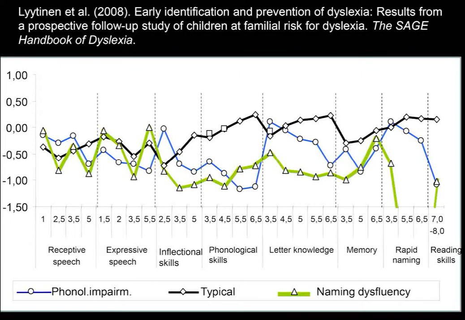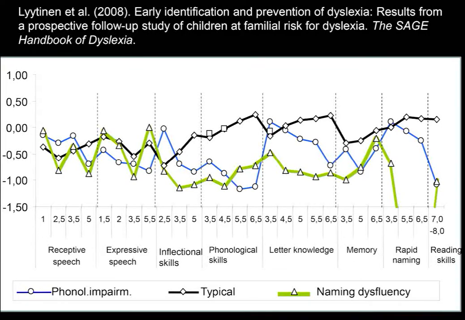So the 1, 2, 3, 5, these are ages when they measured these different skills. And you see they have these main skills that we are interested in. This is your spoken language, expressive speech, that is like late talking, what you has referred to. The phonological skills, which is the classic phonological awareness, rhyme, syllable counting, and so on. You have letter knowledge, memory, and rapid naming.